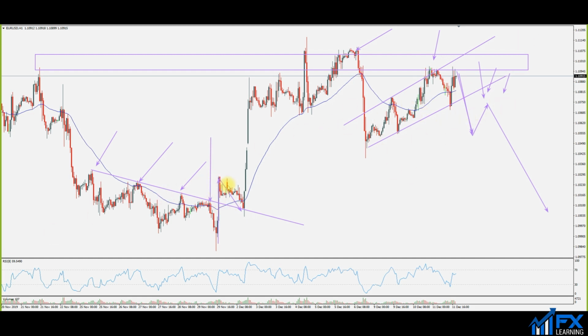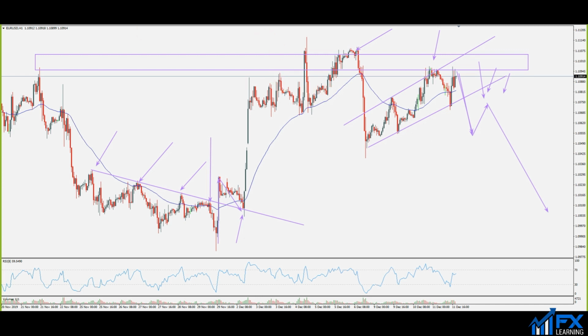Yes, so what we want to do is see an actual break and pullback, and as you can see here, we had a break of this trend line. You can see here a break and retest of this trend line. Now, like I said, when drawing these support and resistance trend lines, you're never going to get it perfect every single time. That's not the idea.